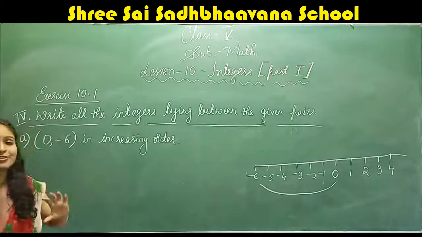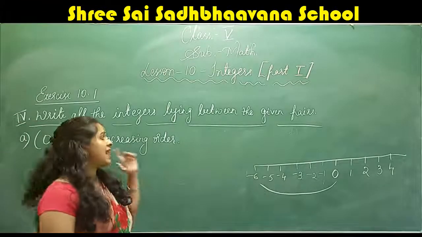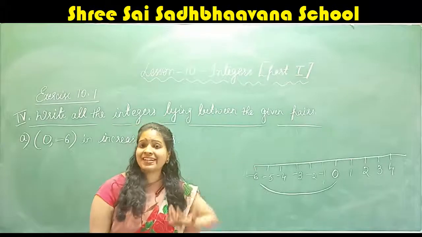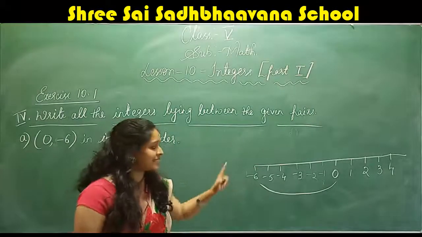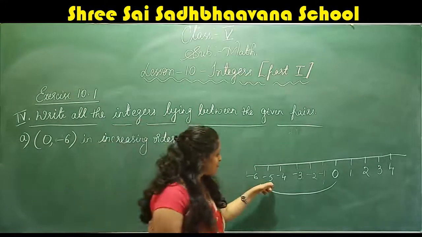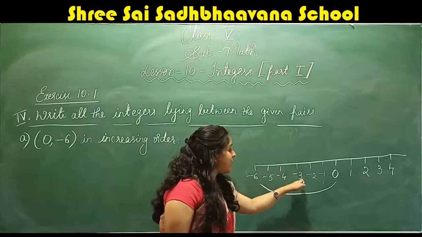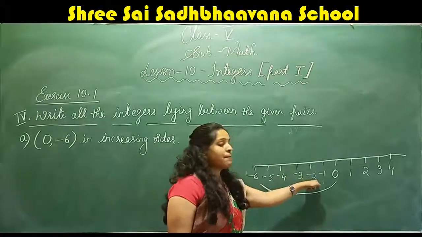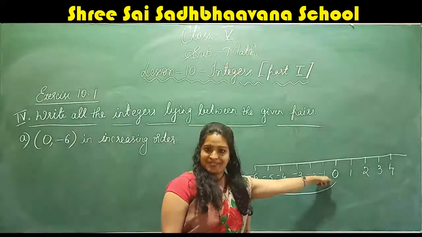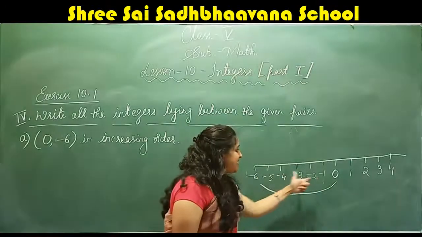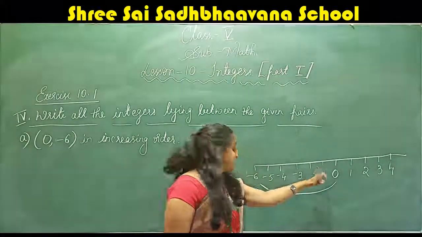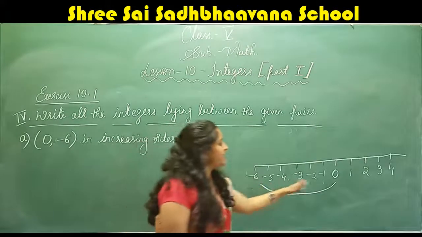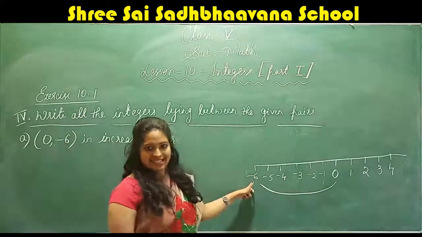So now we have to see how many integers come between the 0 and -6. Which of the integers can you see between 0 and -6? You can see -5, -4, -3, -2, -1. Correct? So these are the various integers you can see between 0 and minus 6.